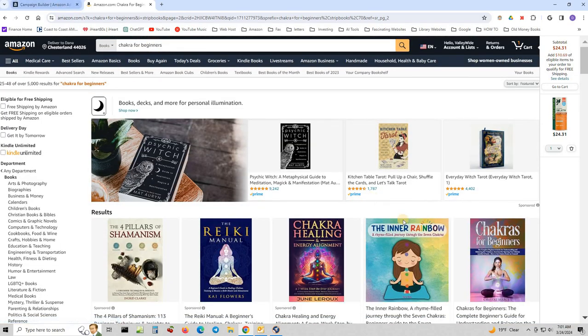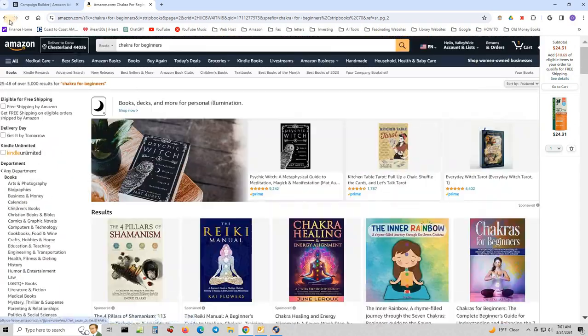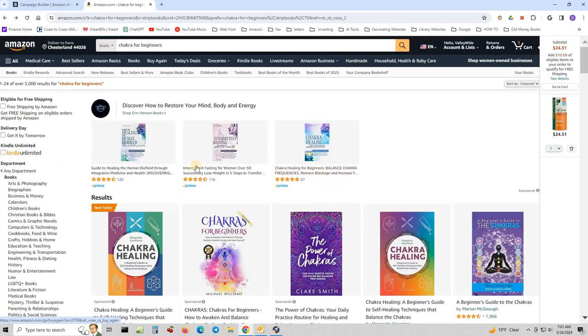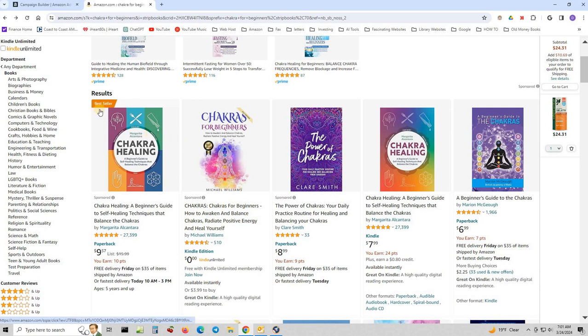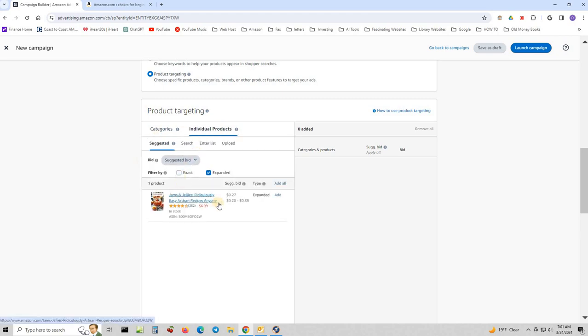Okay, so these are all books I want to target, especially the ones on page 1. So here's who shows up first. The bestseller, Chakra Healing by Margarita Alcantara. So I'm going to go by individual products here, and once again, this applies here. Amazon suggests stuff. Well, yeah, they're way off here. Jams and jellies, I don't think so.